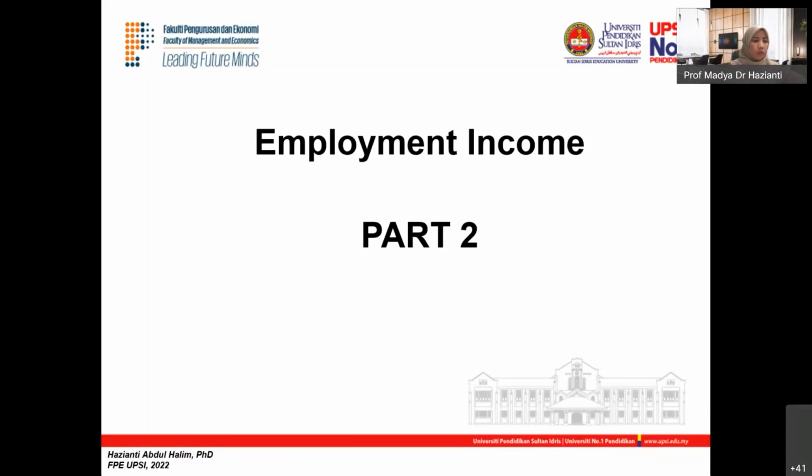Alright, so we will continue because as of last week we have looked at the different types of employment income. Section 31A, 31B, and also 31C, the living accommodation benefits. So what we have today is actually on, ada sikit je lagi untuk yang ni, on section 13(1)D.